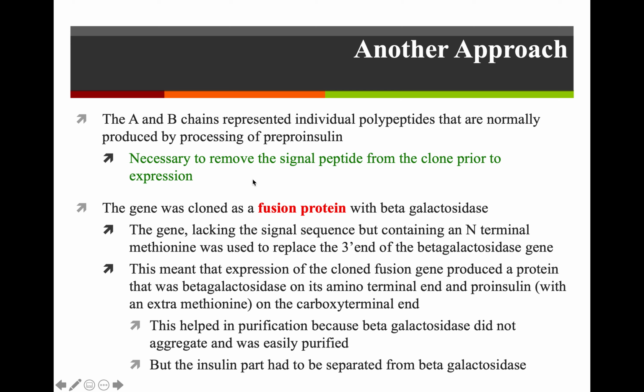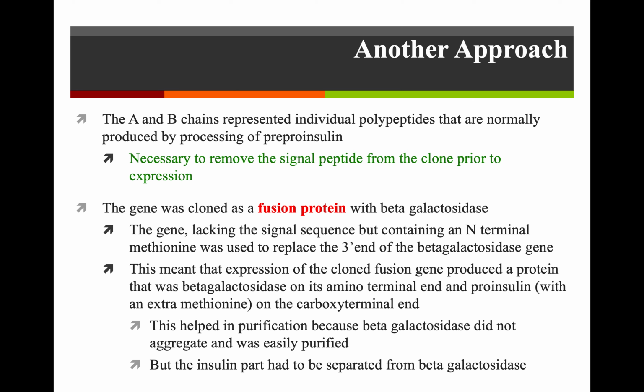This was done to remove the signal peptide from the clone prior to the expression, so that it doesn't play havoc. So when it is cloned as a fusion protein, usually there is an addition of beta-galactosidase at its site. Because the gene is now lacking its signal peptide, but at the end terminal of the methionine, it is replaced with the 3' end of the beta-galactosidase gene.